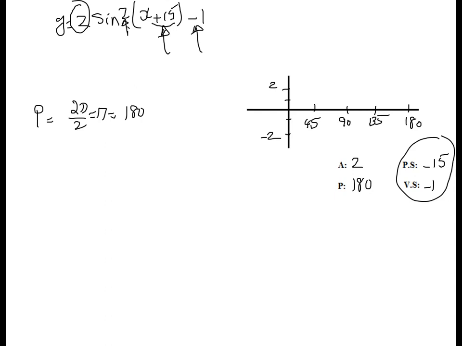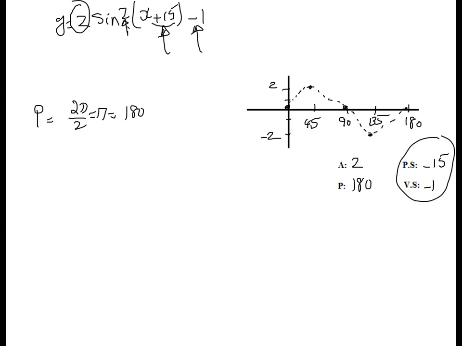Now, this is a sine function. We have already seen the pattern of the sine function. It starts from 0, goes to maximum, goes to 0, goes to minimum, goes to 0. So I'm going to start at this point, then I go to maximum at 45, then I go to 0, then I go to negative 2, which is the minimum, and then I go to 0. So my base function is going to be the dotted graph, which I have here. So this is y equals 2 sine 2x.